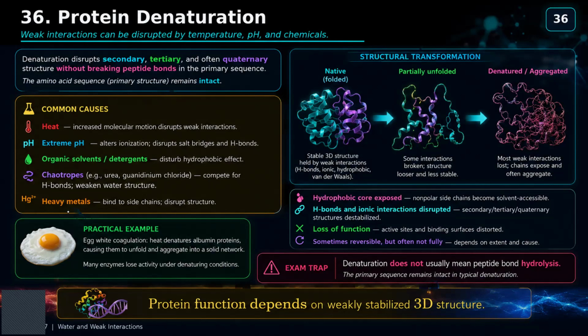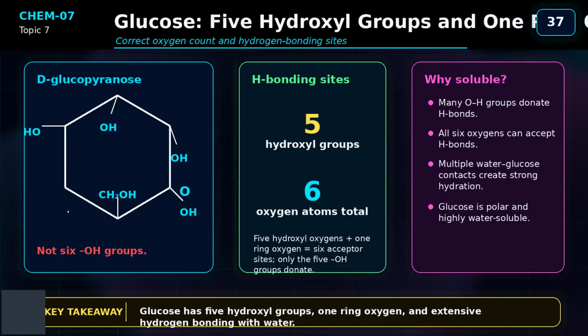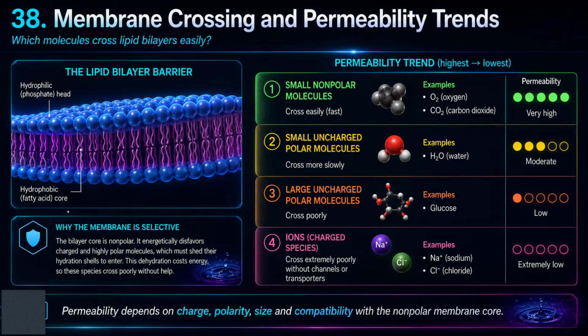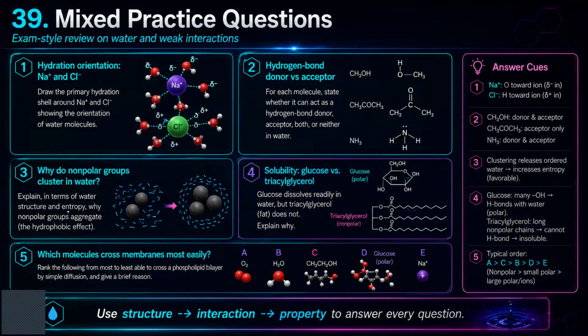But protein function depends on weakly stabilized 3D structures. So yes, hydroxy groups. The more you have of them, the more hydrogen bonding sites you've got, obviously, and the lipid bilayer self-assembles because of all these interactions together. So it's a far more complex thing than we assumed.